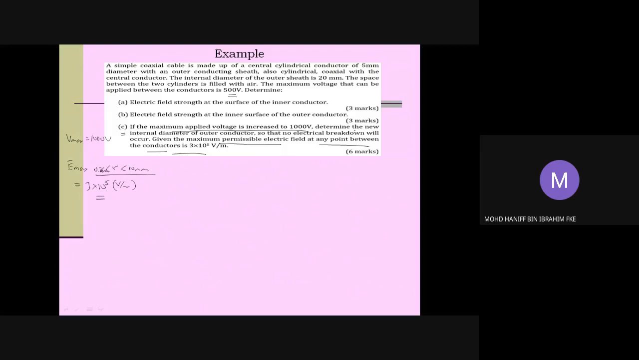So now, determine the new internal diameter of the outer conductor. It means that previously the internal diameter of the outer conductor is 20, right? Previously the internal diameter, okay, I put it here.